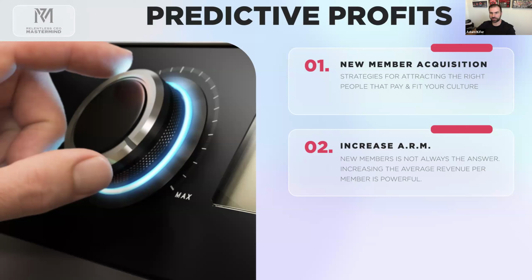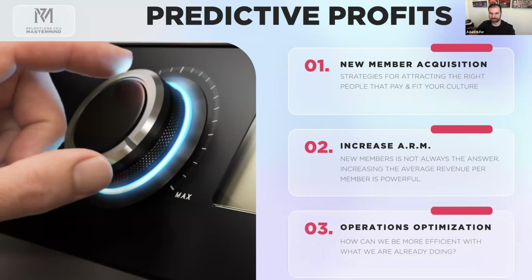Okay, second way to increase profit is to increase ARM, which, for those of you guys that weren't at the beginning of the call, is average revenue per member. Okay, new members, like I said, is not always the answer. We can increase the average revenue per member for the members we already have and instantly boost up our profit, because in most cases, when we do some of these revenue dials I'm going to teach you guys on this call, you're not adding any extra expenses, you're just increasing revenue, which is the best because now that increases our profit margin since we're not adding any extra expenses to the process.